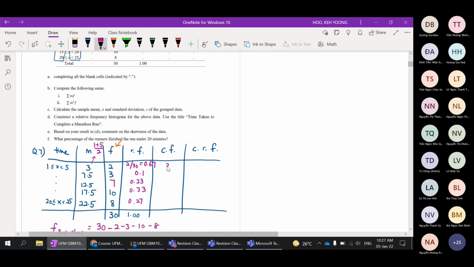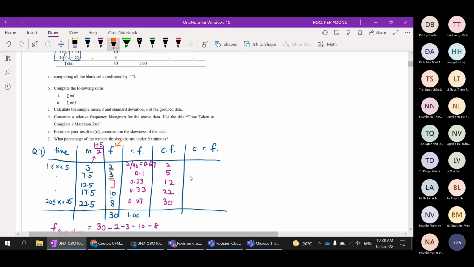So for cumulative frequency, we start off with 2. Then 2 plus 3, you got 5. Then plus another 7, you got 12. Then plus another 10, you got 22. Then plus the 8, you got 30. So it's always accumulating the frequency starting from the first class.